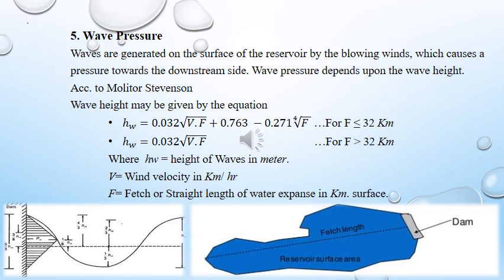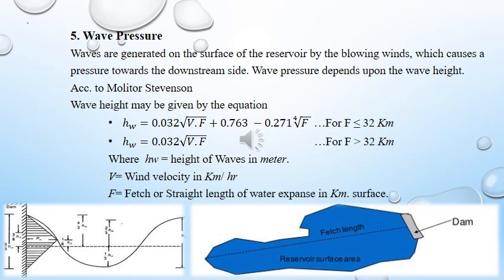Now, if the fetch is more than 32 kilometers, the height of wave comes out as 0.032 under root of V into F, where hw is the height of wave in meters, V is the wind velocity in kilometers per hour, and F is the fetch, or straight length of expanse, in kilometers.